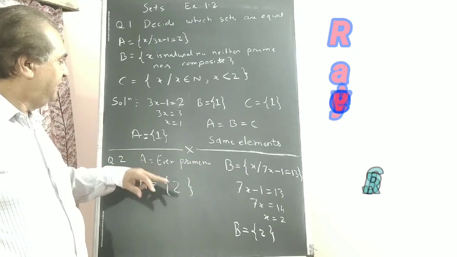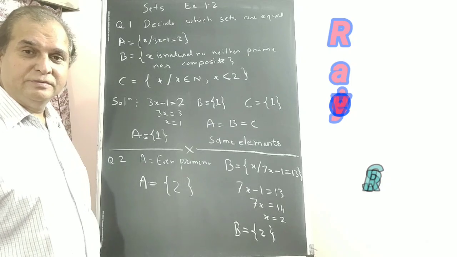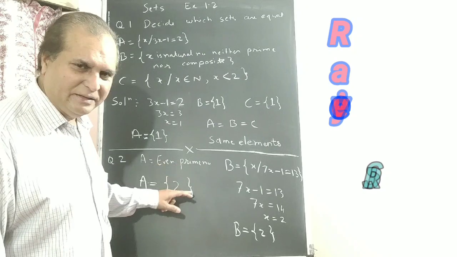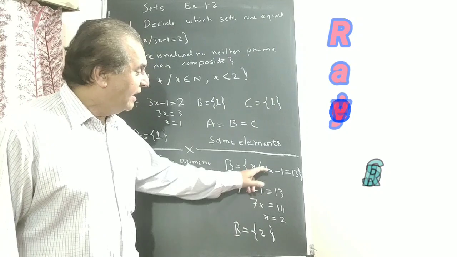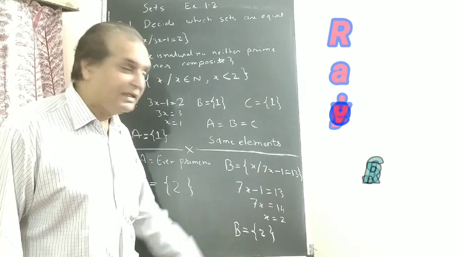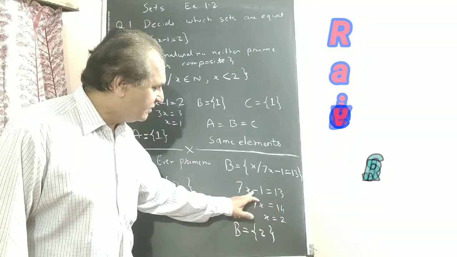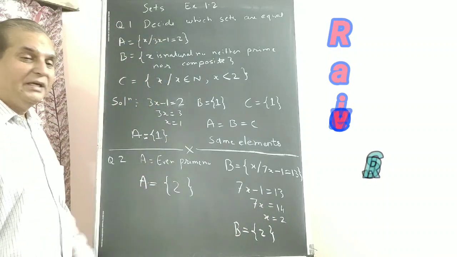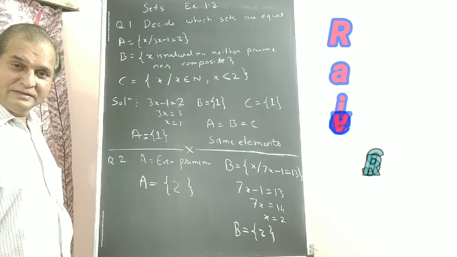A is an even prime number. There is only one even prime number, that is 2. B is not written in set form, but you can write it in word format. B is equal to {x | 7x minus 1 equal to 13}. Again you have to solve the equation to find out the set. 7x minus 1 equal to 13, minus 1 shifting that side will become plus 1. 7x equal to 13 plus 1, 14. x equal to 14 divided by 7, 2. So B set is also 2. A and B both have the same elements, so they are equal sets.